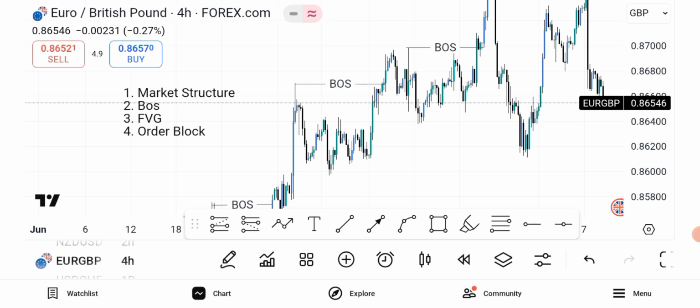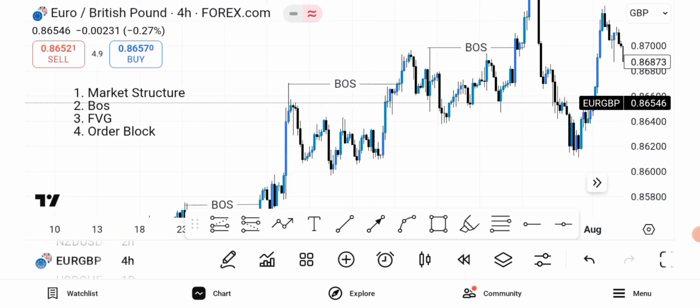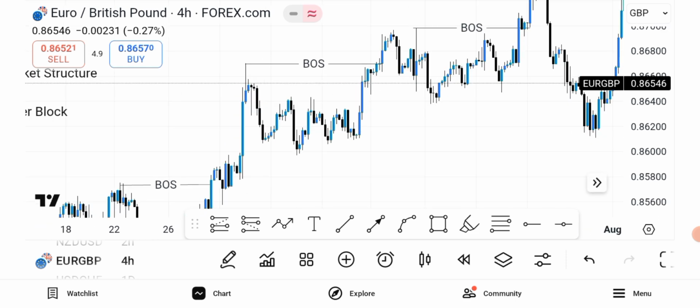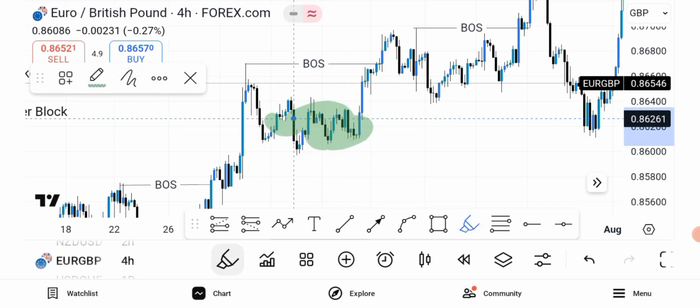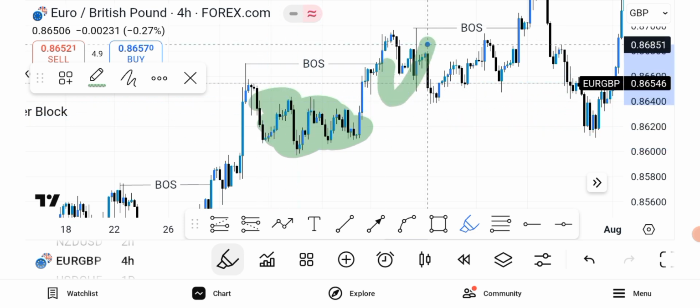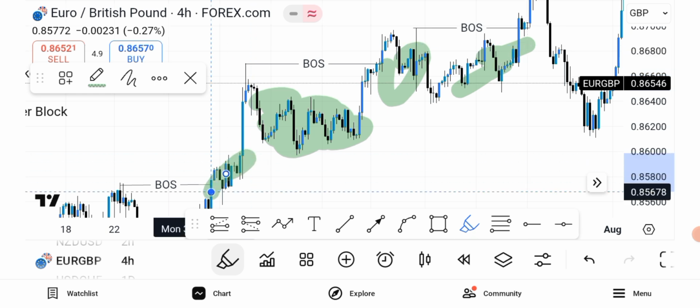Now the third key level was a fair value gap. A fair value gap in this case simply means a candle which looks different from the other candles. As you can see from this market, we have different types of candles. We have candles that are noisy, like these candles here, they are creating a lot of noise. Those are the candles which are different from the other candles.